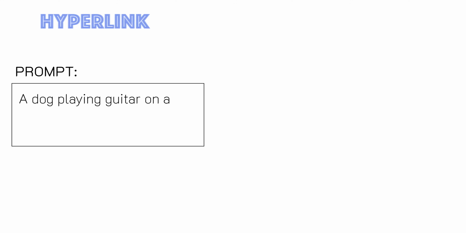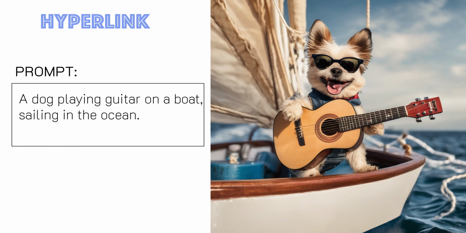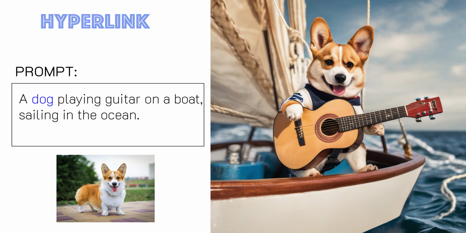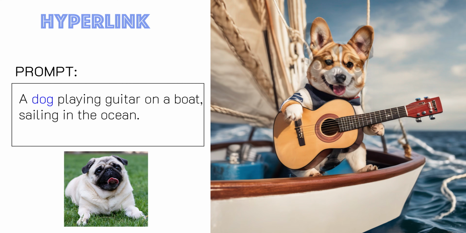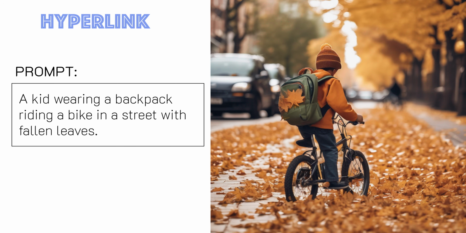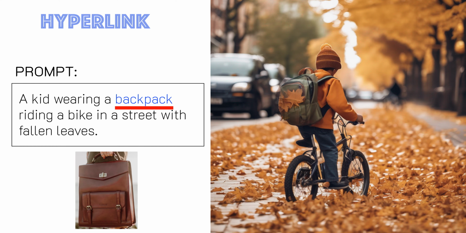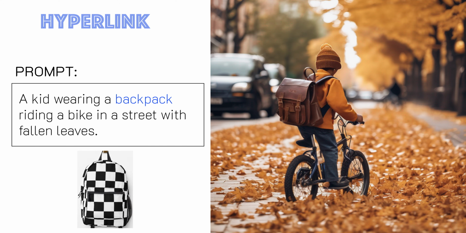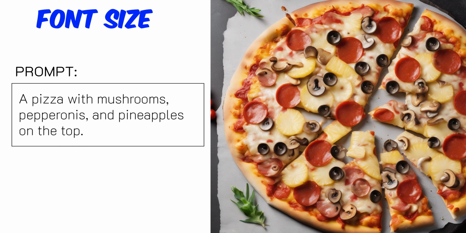Sometimes it's hard to describe exactly what you have in mind using text, but you can use a hyperlink to a reference image. This allows us to generate a scene with a specific dog. Good boy! Another example showcases changing the backpack from one single reference image. No other user edits are needed. Font size helps emphasize particular words in a sentence.